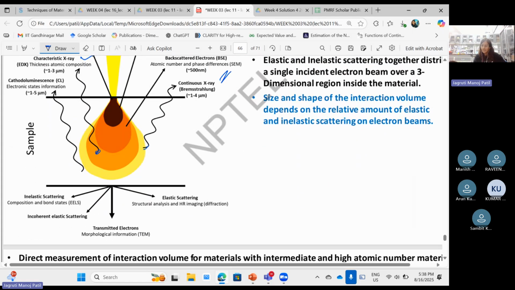Then, first you have elastic, then you have inelastic. Through elastic scattering, you can account for structure analysis and diffraction related effects. Then you have inelastic scattering, where you see the amount of energy that has been lost. It is lost into your specimen and then it will reflect back, so you can get an idea about the composition of your sample. You have incoherent elastic scattering, that's also part of it. And then you have transmitted electrons, which will completely transmit through your sample.